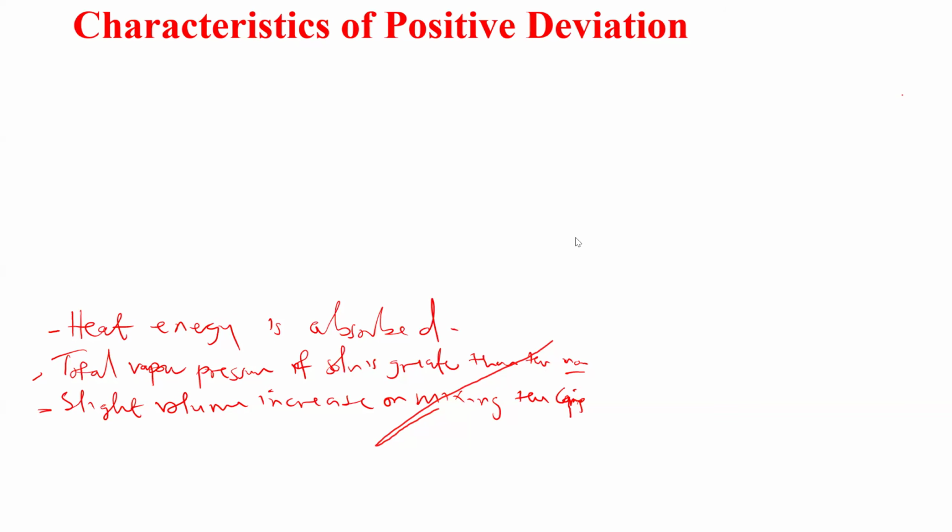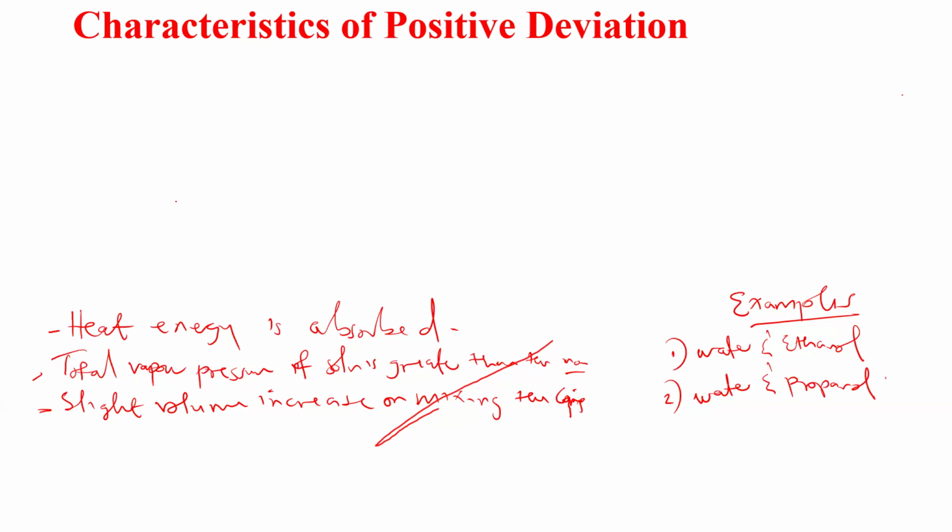Now, for you, give us some examples of solutions that deviate positively. The examples we have are water and ethanol. Which other one? We have water and propanol. Very good. Now leave your microphone on and then you can move on together.